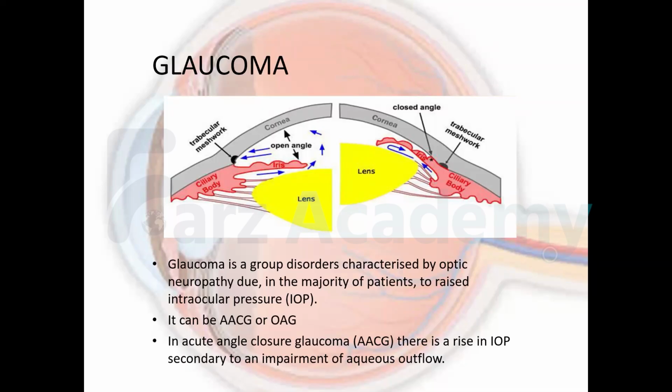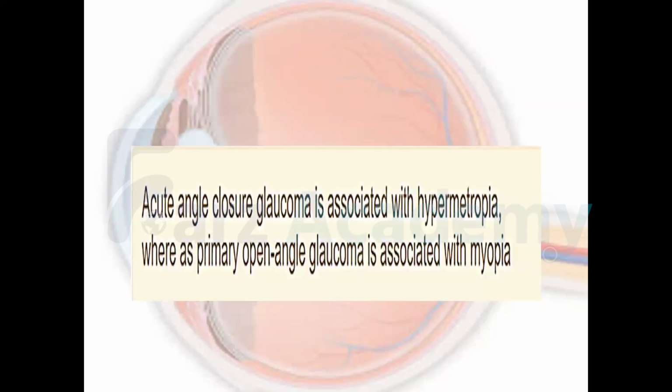All right. You will understand the fundamentals behind what an open angle glaucoma is and what a closed angle glaucoma is. Here, the trabecular meshwork is blocked in angle closure glaucoma, whereas in open angle glaucoma, it is open and there is drainage, but still there is raised intraocular pressure. Acute angle closure glaucoma is associated with hypermetropia, whereas primary open angle glaucoma is associated with myopia. Remember this. All right.